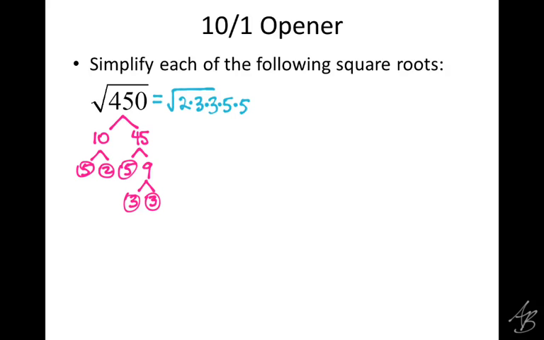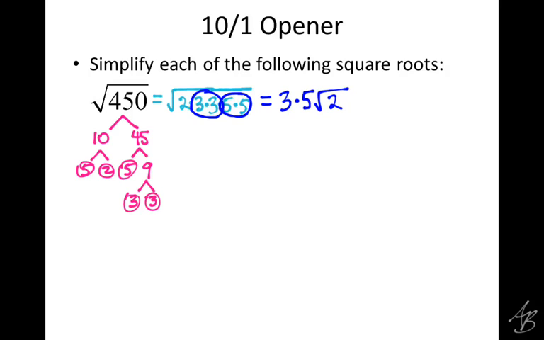And what do I need to do here before I start looking for pairs? Yeah, make my square root cover everything. So make sure that everything that's inside is covered by the square root. All right, now we're going to look for pairs. Do we have any? Yeah, I got a pair of 3s and a pair of 5s. So what are we going to have on the outside? 3 times 5. And on the inside? 2.